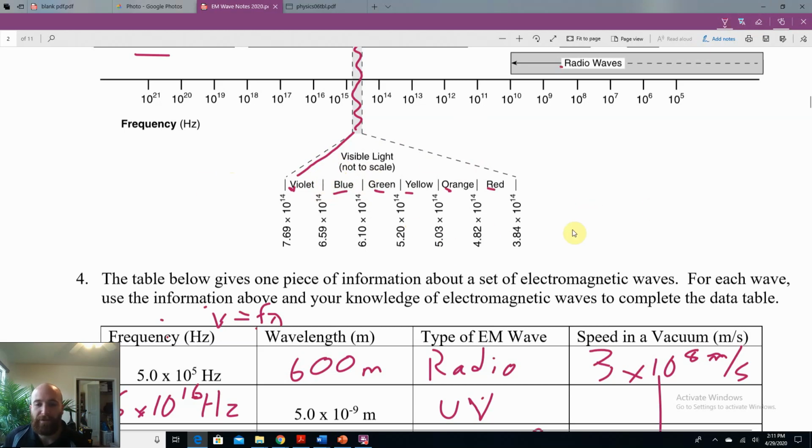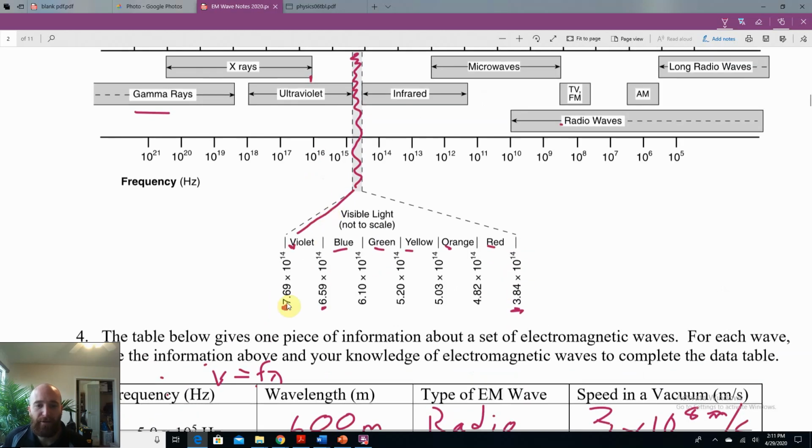So these are all of our different colors, and you can tell that the violet and blues are your higher frequency colors, because if you look down here, it's 7.69, 6.59. These are the higher numbers for frequency. Down here we've got our lower numbers. So anything with a higher frequency than roughly 7.69, those are more than violet, so they are ultraviolet, and you cannot see those. They're just outside of what our human eyes are able to detect.